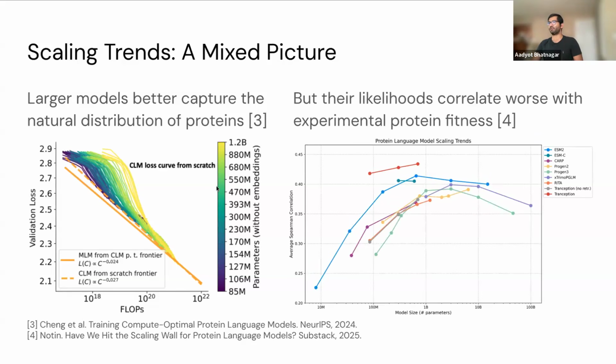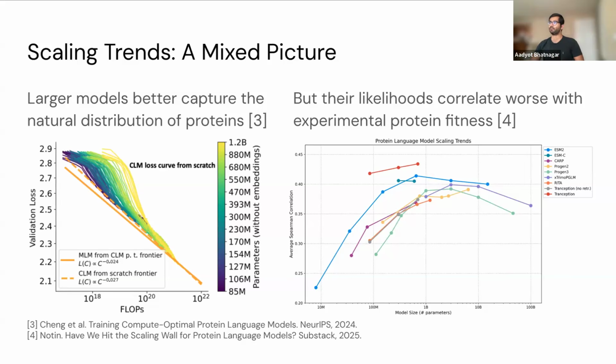However, there's this nice Substack post from Pascal Notin, which showed that for a wide range of different protein language model families that have all sorts of different architectures and functions, it's a pretty consistent finding that once you scale beyond a certain point, their fitness prediction performance actually starts to degrade. And this is in terms of measuring how those zero-shot likelihoods correlate with experimentally measured protein fitness. And so this suggests some sort of a fundamental tension between this task of better learning the evolutionary distribution of proteins and predicting properties that we might care about.